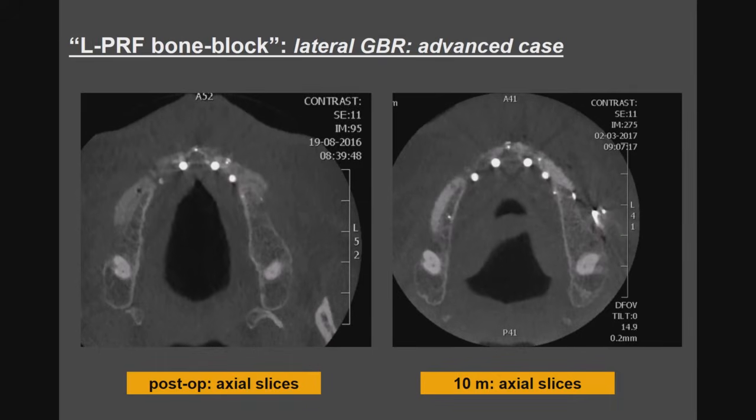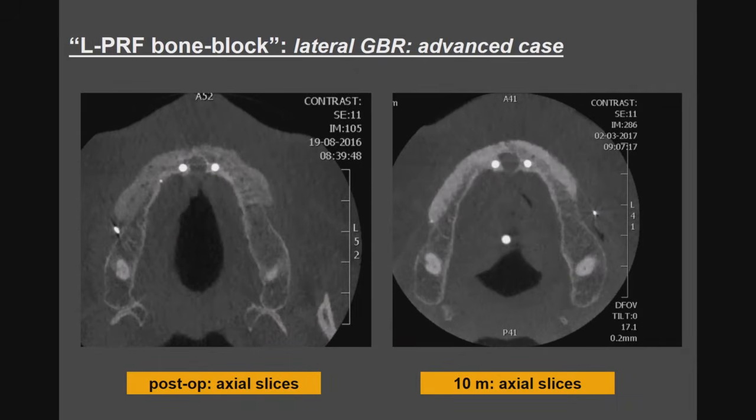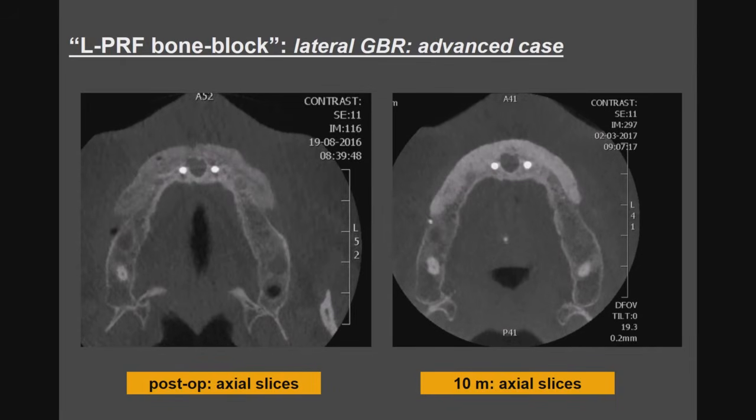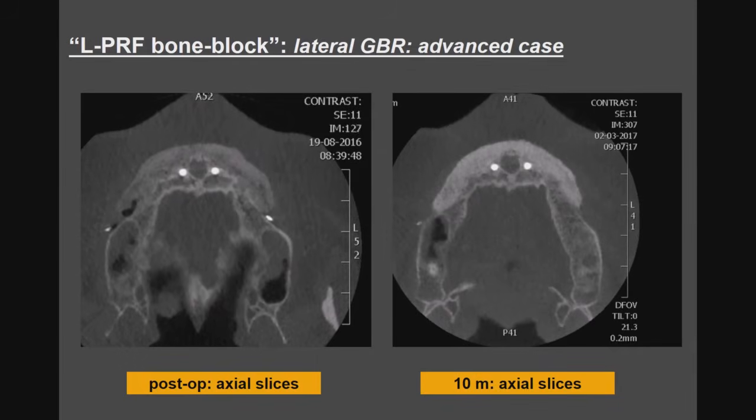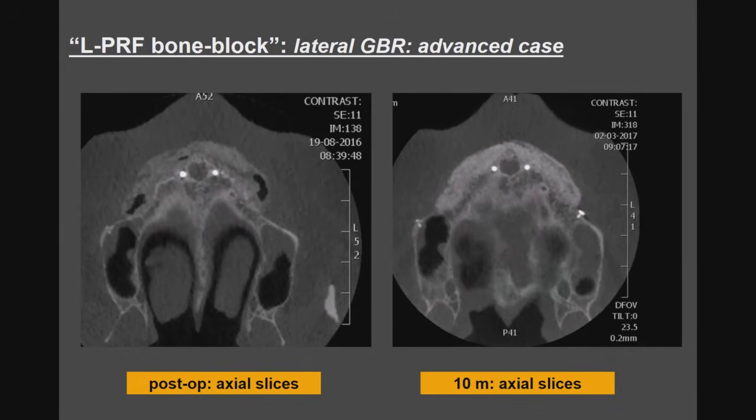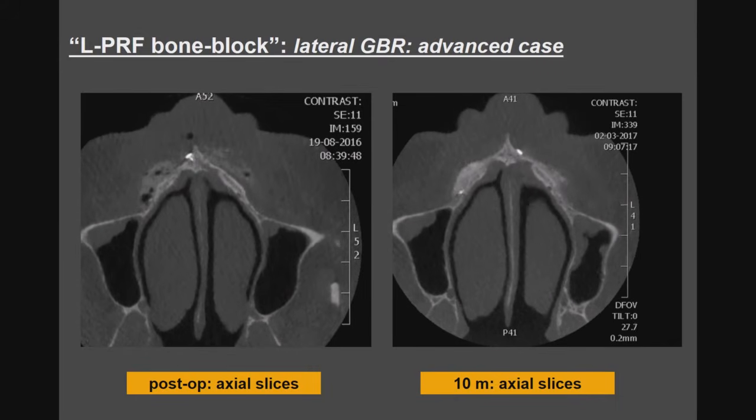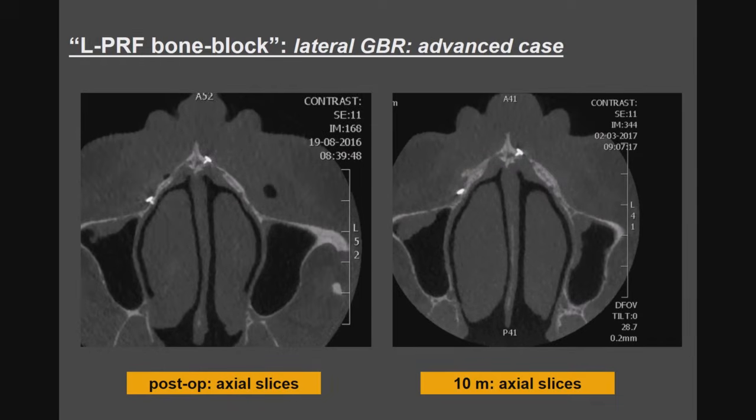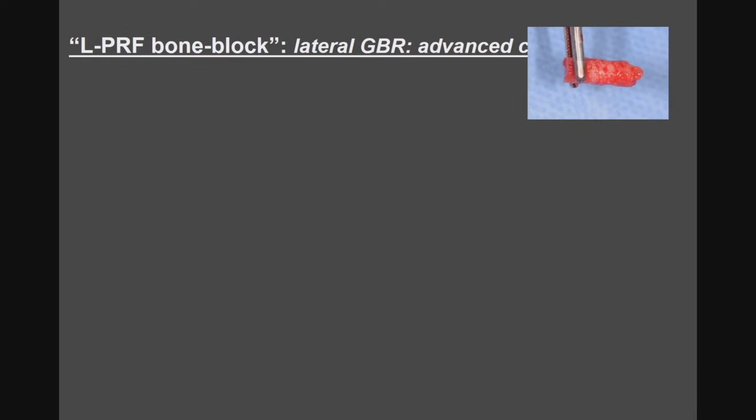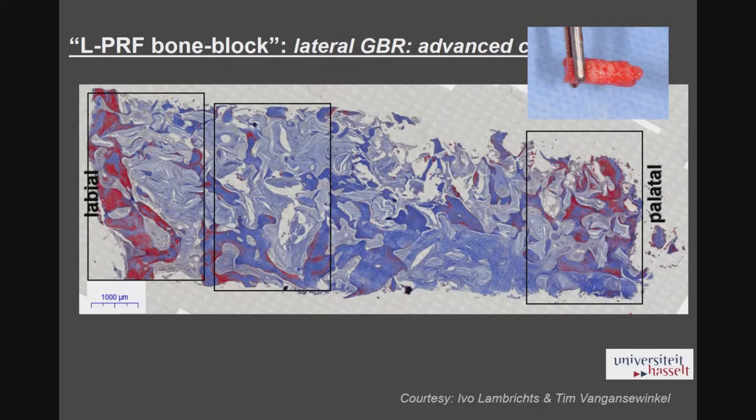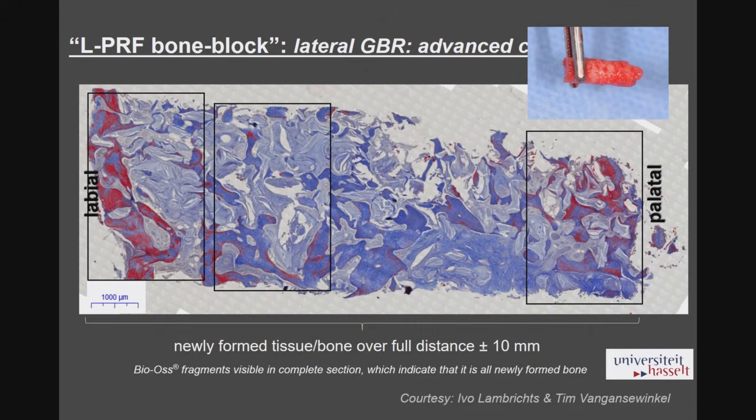And just to show you that I'm not playing and manipulating my pictures, these are the consecutive axial slices, the before and the after. And if you look carefully, you also see a clear densification of your graft that can only be explained by the formation of bone. And this, Ronald, since you were pushing me a little bit to the edge, this is histology. And you see here histology with bone formation over a distance of 10 millimeters. These entire 10 millimeters were the result of an augmentation.